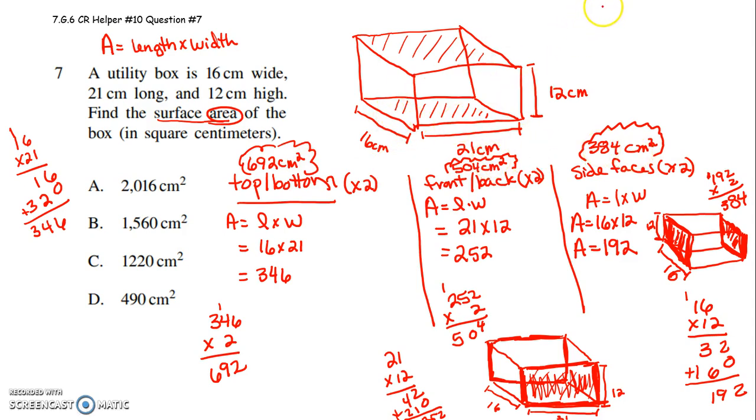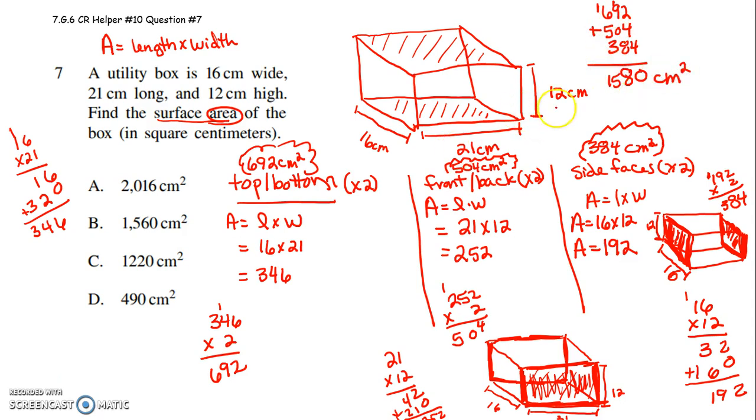So front and back totaled 692 centimeters squared. The top and bottom were 692 centimeters squared. The front and back were a total of 504 centimeters squared, and the side faces were a total of 384. Add those up. 4 and 4 is 8, and 2 more is 10. Put down a 0, carry a 1. 9 and 1 is 10, and 8 more is 18. 6 and 1 is 7. 3 more is 10. 5, 15, 80.